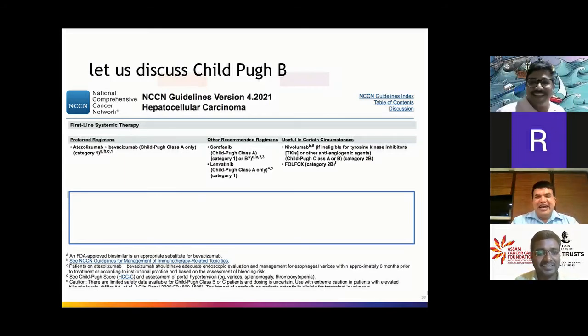So let us discuss Child Pugh B, first line. It's advanced HCC. The category available is sorafenib. Then we have nivolumab and we have FOLFOX. These are the three approved drugs. Will anybody give immunotherapy atezo-bev in Child Pugh class B, especially B7? I heard about lenvatinib. Many of the panelists would give lenvatinib, but would anybody give atezo-bev?